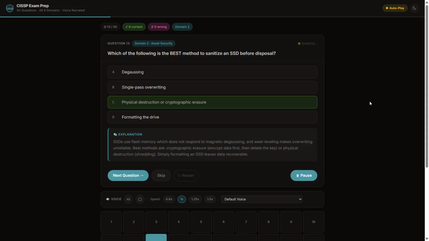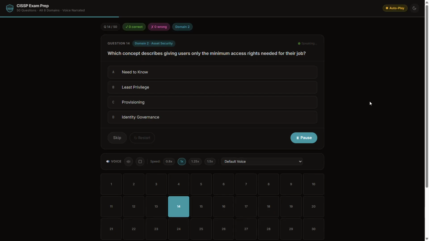Correct answer: C. SSDs use flash memory which does not respond to magnetic degaussing, and wear leveling makes overwriting unreliable. Best methods are: cryptographic erasure, encrypt data first, then delete the key, or physical destruction, shredding. Simply formatting an SSD leaves data recoverable.